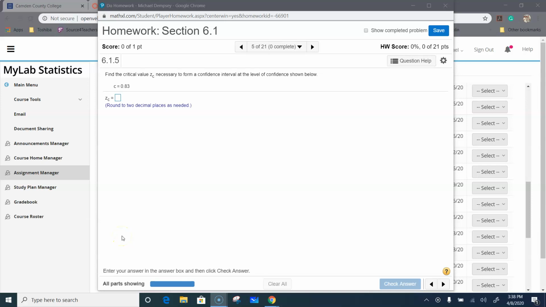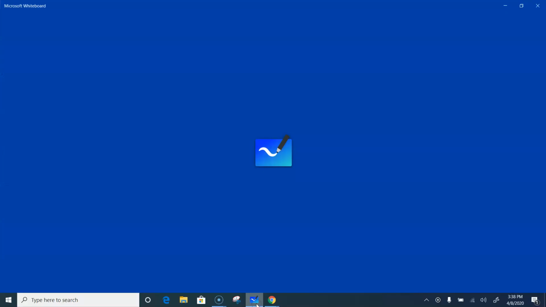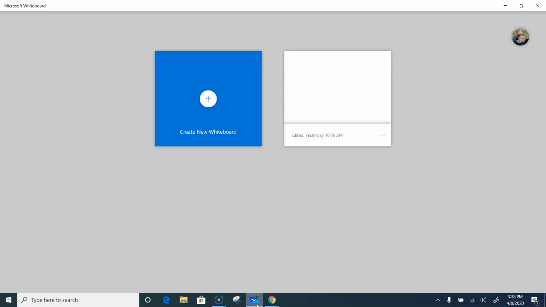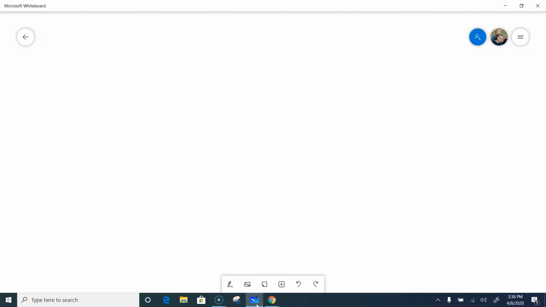Okay, so I'm looking at our 6.1 homework right now, and taking a stop at number 5 to make sure we're clear on how to find these critical values for a confidence interval. So we're thinking about how many standard errors to the left and to the right of our point estimate that we would want to build our confidence interval around.